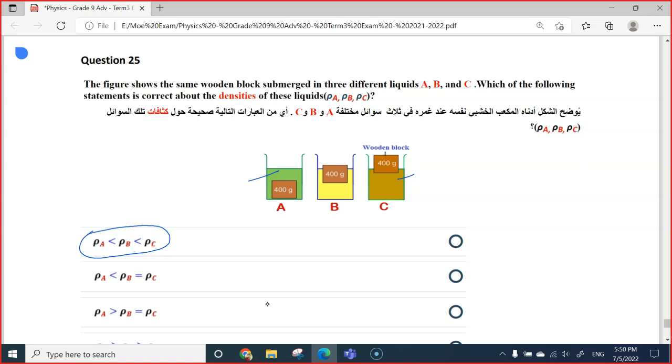Because if the density of the liquid is less than the density of the object, then the object will be completely immersed. It will sink in that liquid. It will go down in that liquid. So now we have discussed all 25 questions from the Term 3 examination of grade 9 advanced physics in 2022.